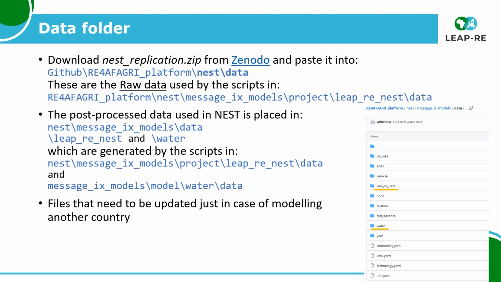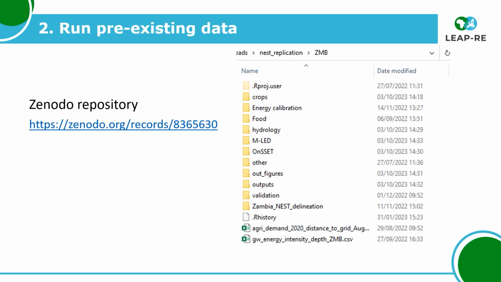Here is a screenshot of the raw data folder from the Zenodo repository. You see all the raw data that is used for the Zambia model. There is crops, data from water crop, data for energy calibration, related to food, hydrology, data coming from the other models, MLED and onset. If those exact data are not available from those models, one can simply understand what the data is about and replicate it, also coming from other sources. That's fine. And then there is the Zambia Nest delineation, which is also defining the geographical shape file of your case study.